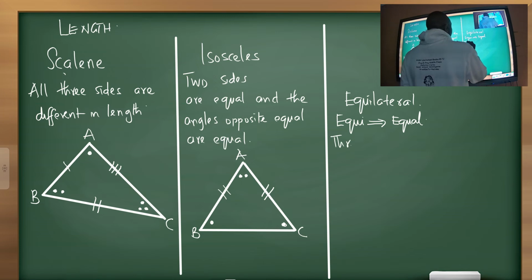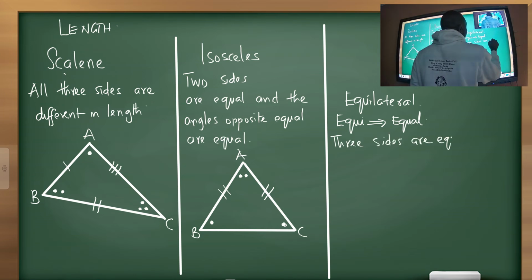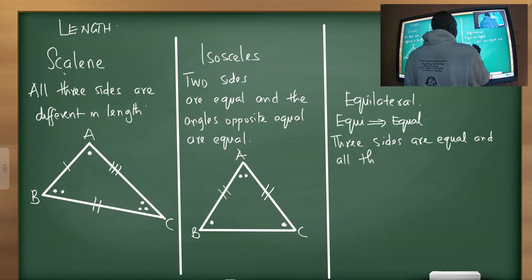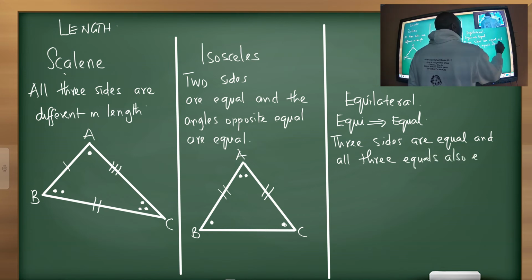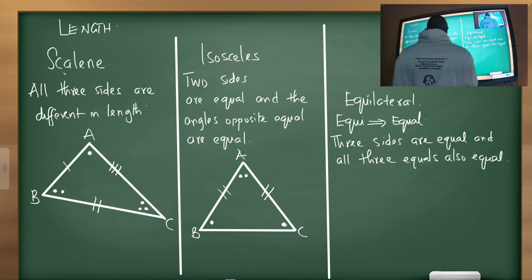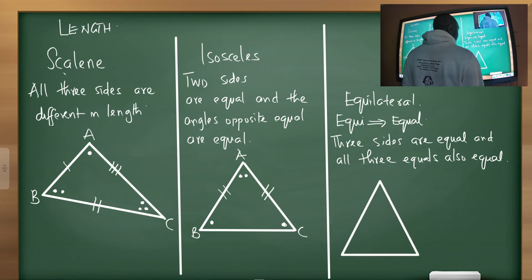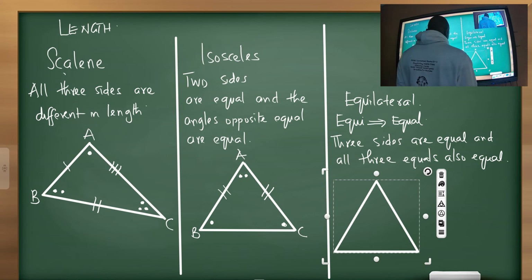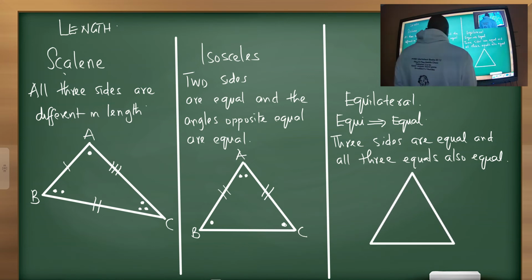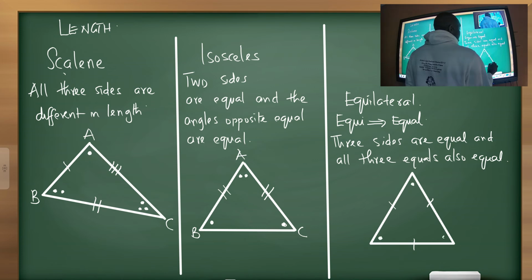So we have 3 sides. All 3 sides are equal, and all 3 angles also equal. All right, I could just get a shape there. Okay, looks fairly equal, and to show that they're equal, I will do that, and the angles I'll represent with 1 dot, 1 dot, 1 dot.